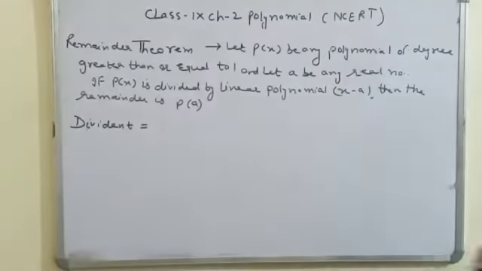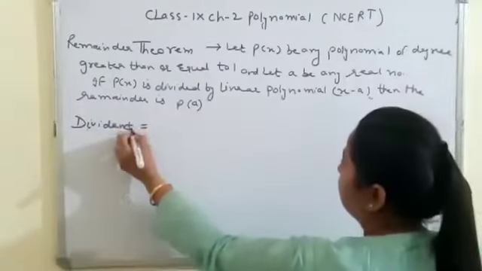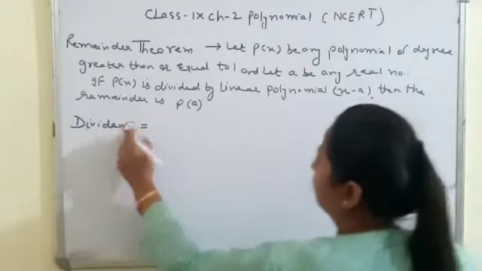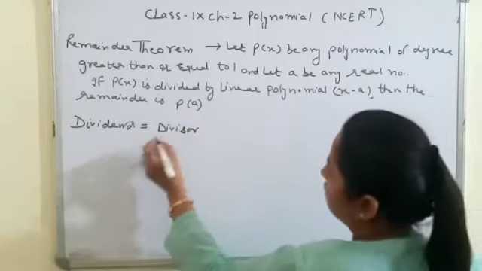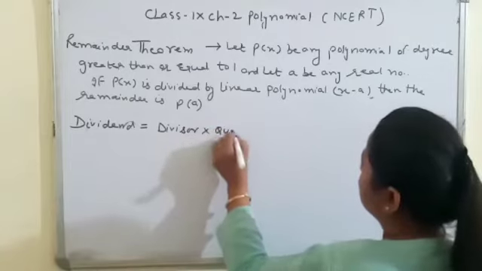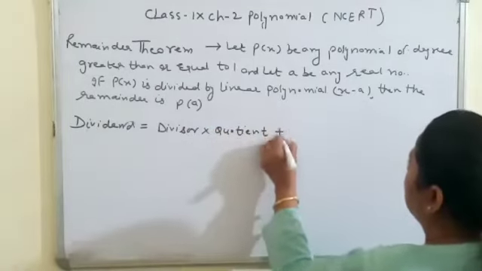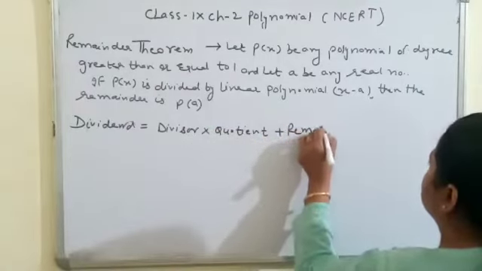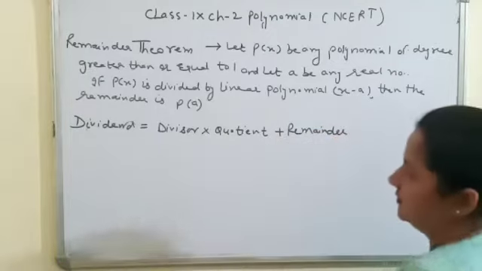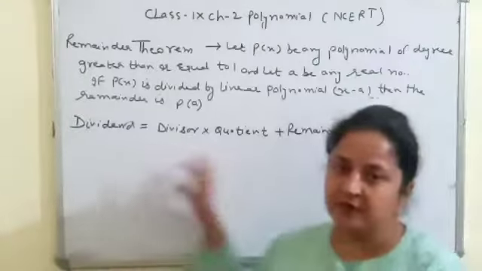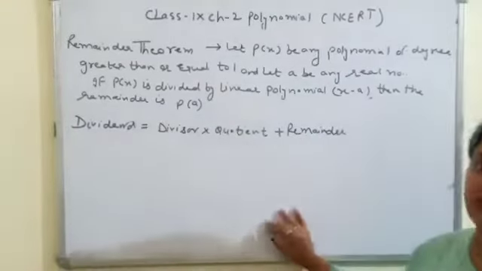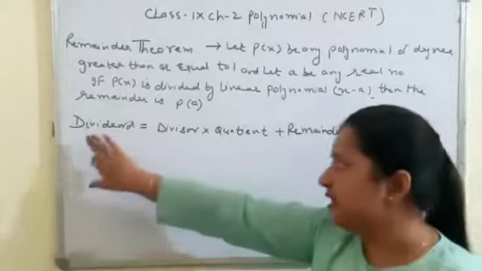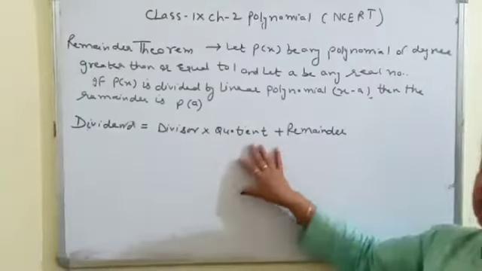Dividend equal to divisor into quotient plus remainder. Yes, in previous classes you have used this, and after using this you verified your result for the division sum. Again I am repeating, dividend equal to divisor into quotient plus remainder.